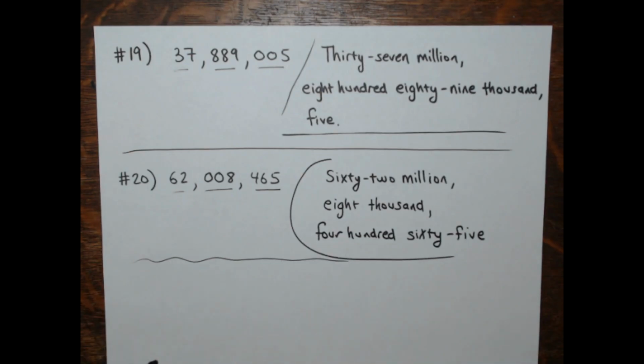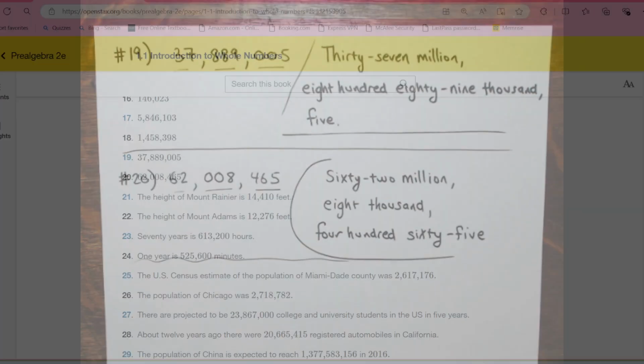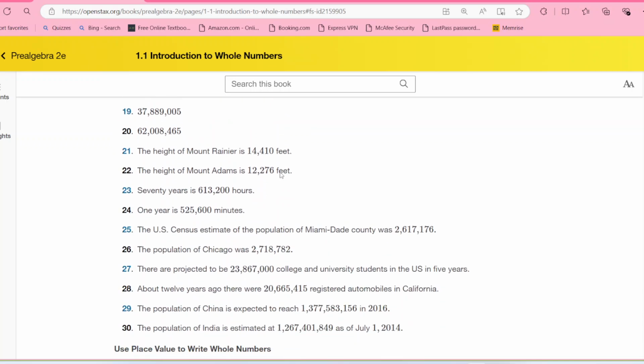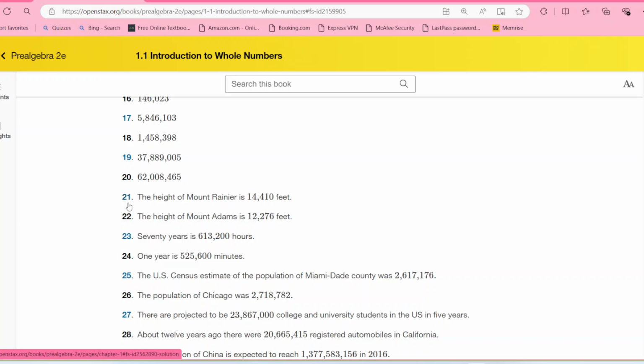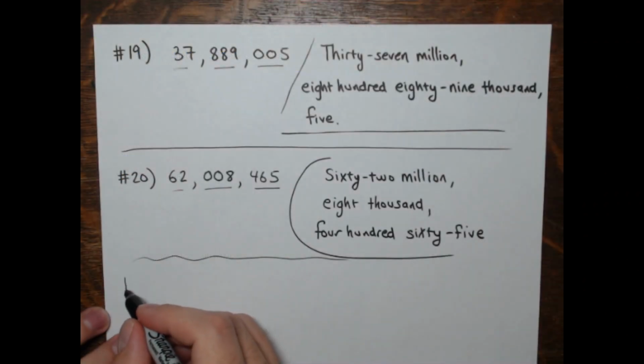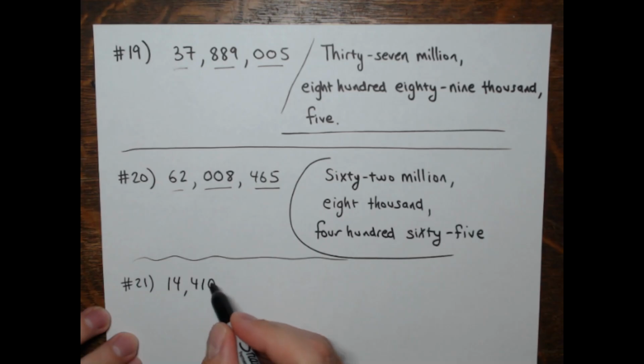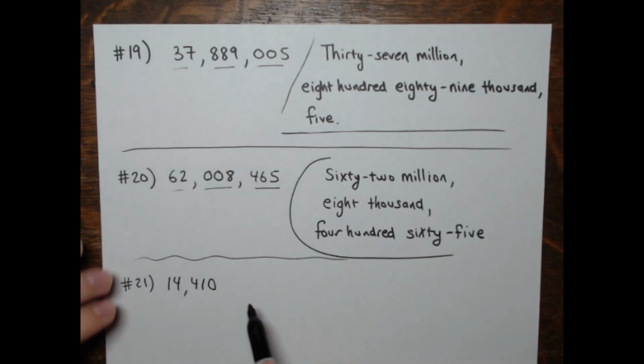All right. Then we start getting into some problems with other words in it, but we're still asked to name the number that shows up in words. So 21, the height of Mount Rainier in Washington, right, is 14,410 feet. Right, so we're just taking the number 14,410 and writing those in words, right? This is 14, comma 410, and writing this in words, right?